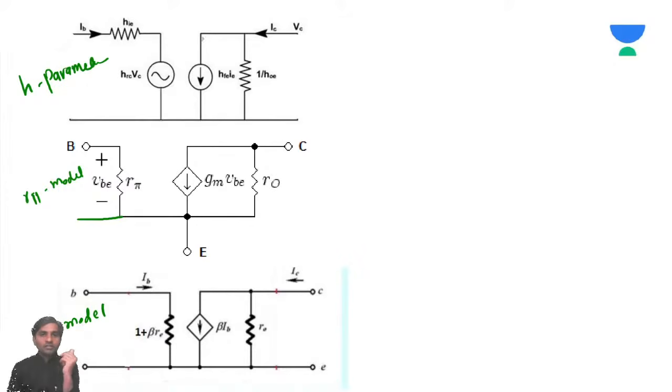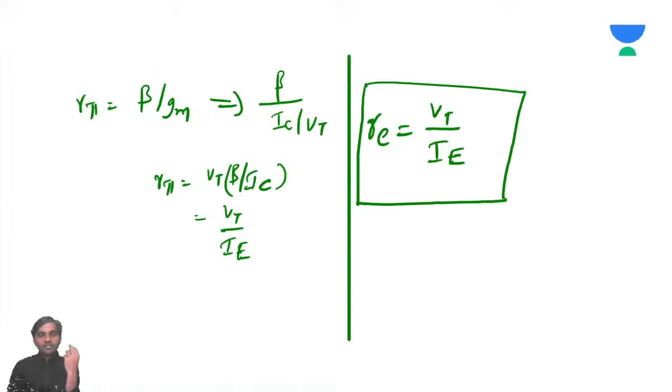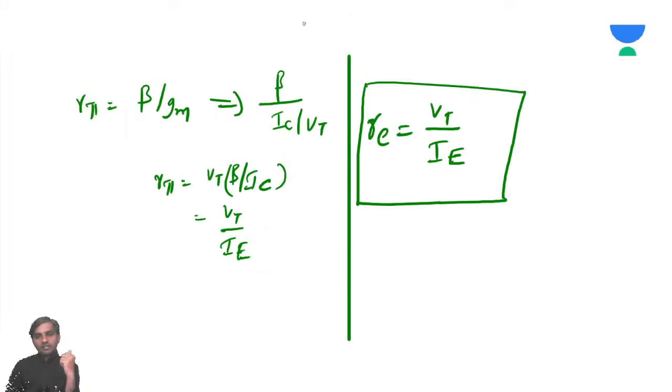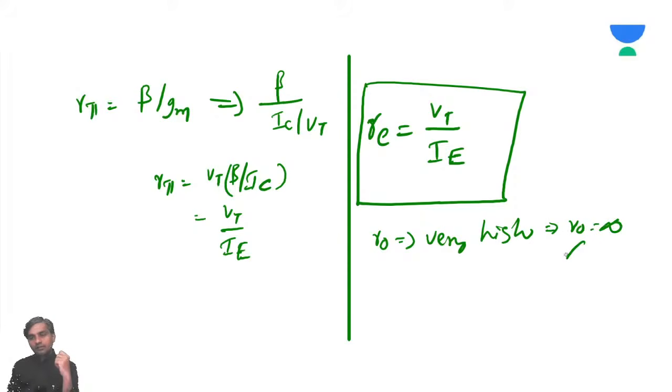One more important thing which I missed here: in this case also, R naught is very high. R naught will be considered as very high, so it means R naught is going to be infinite. It is infinite. I will represent it with an open circuit.